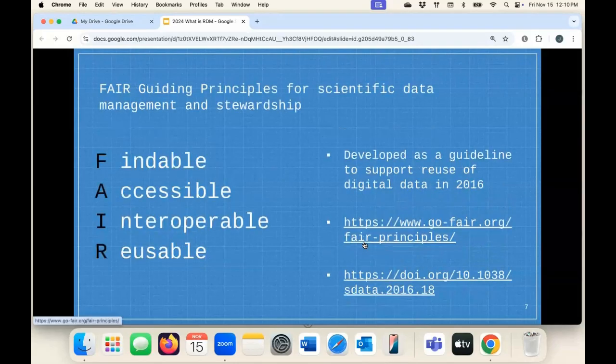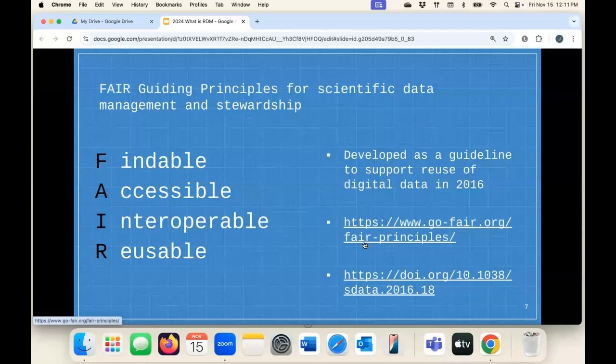So one of the main guiding principles of research data management is these FAIR guiding principles. They do come out of science, but have been adapted across all disciplines. Sometimes that's a question I put on my poll, what discipline you're from. But really, research data management affects everybody.